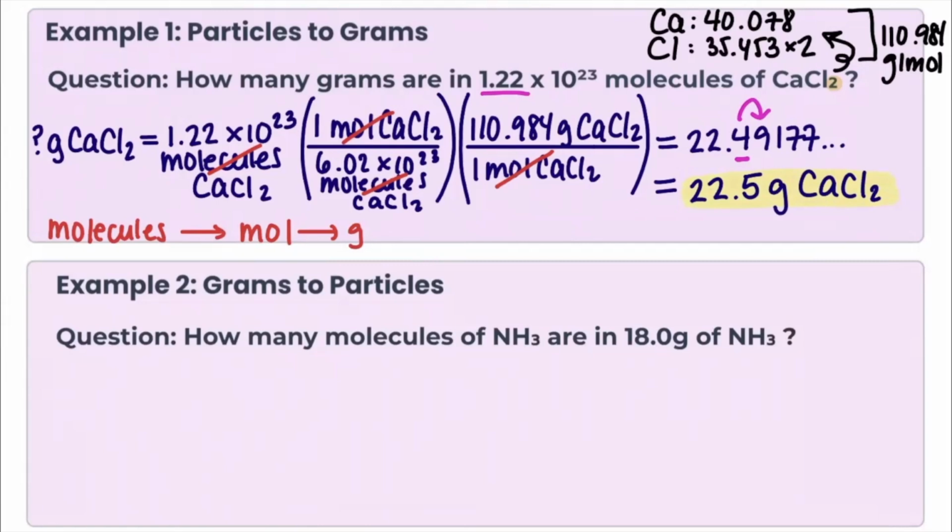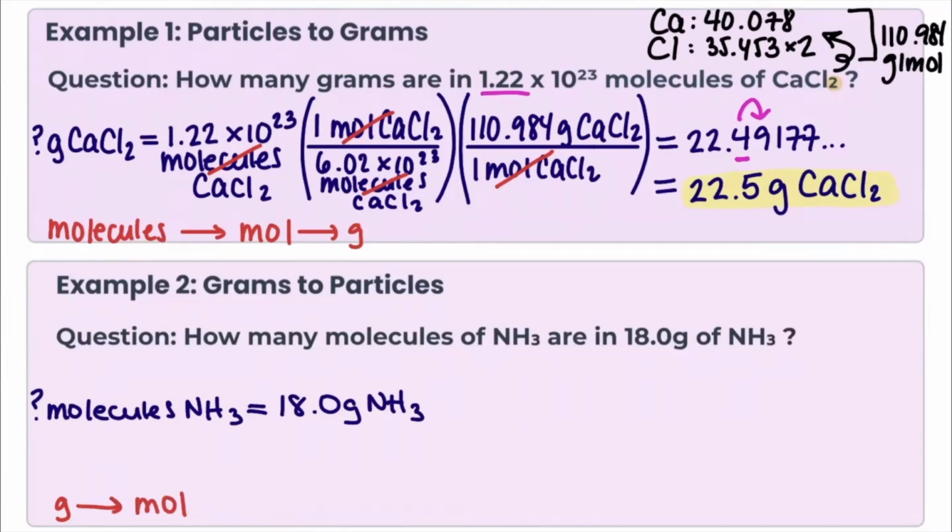Okay, first start off with writing your setup. So put a question mark for how many molecules of NH3 are in what you're being given, which is 18.0 grams of NH3. We can't go from the gram to the molecule in one step. We have to cross our mole bridge. So we can go from grams to moles by using molar mass.